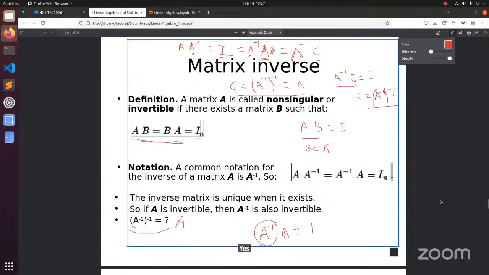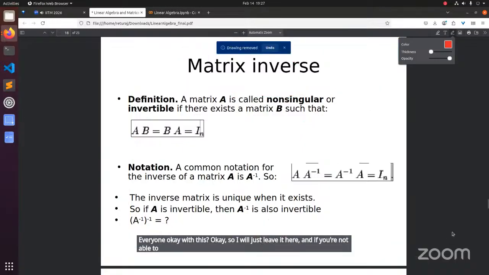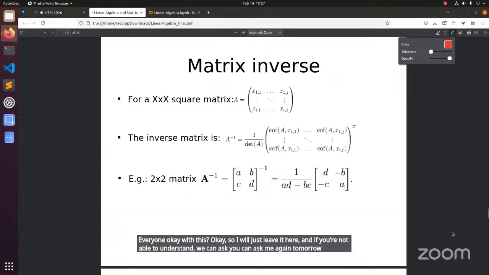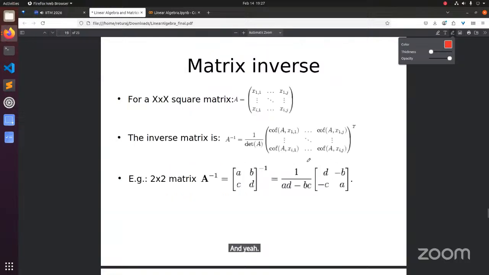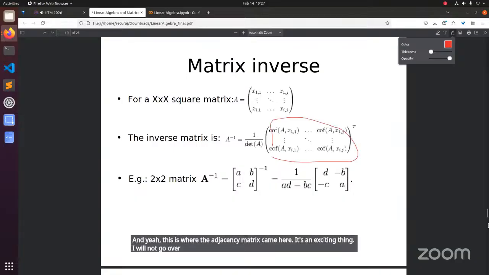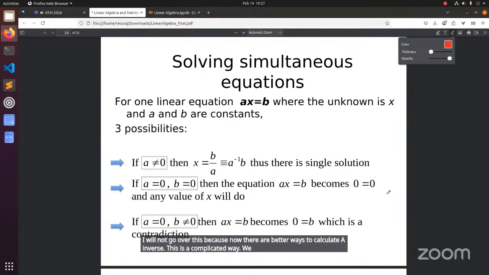Okay, so I will just leave it here, and if you are not able to understand, you can ask me again tomorrow. And this is where the adjacency matrix came in, this inside thing. I will not go over this because there are better ways to calculate A inverse. This is a complicated way, so we just leave this part here.